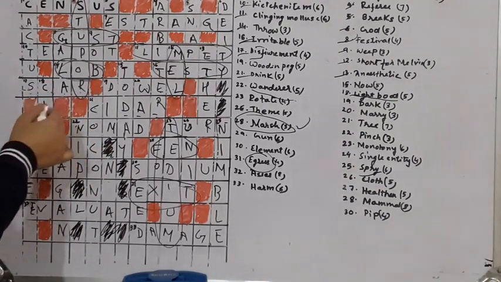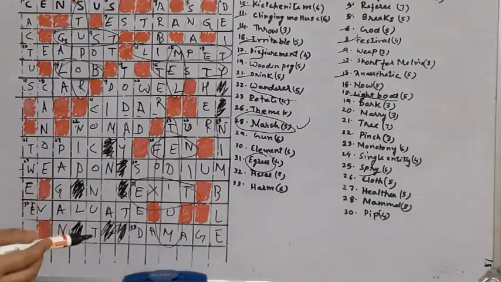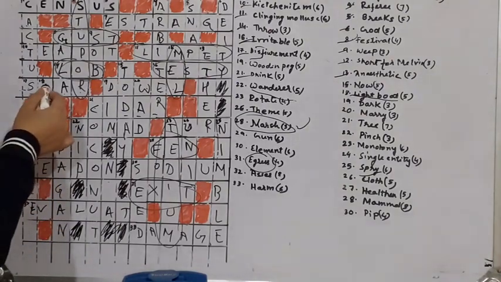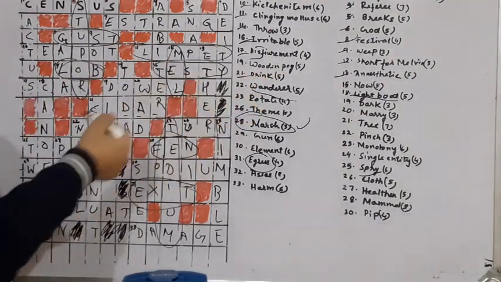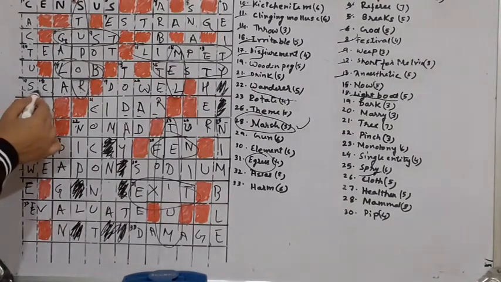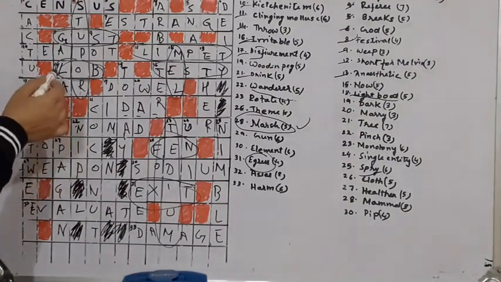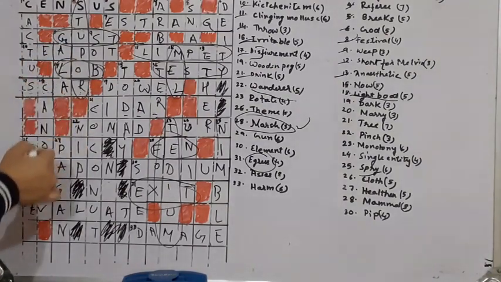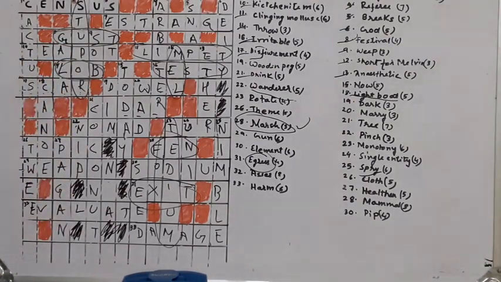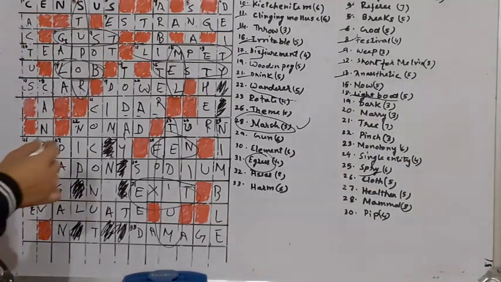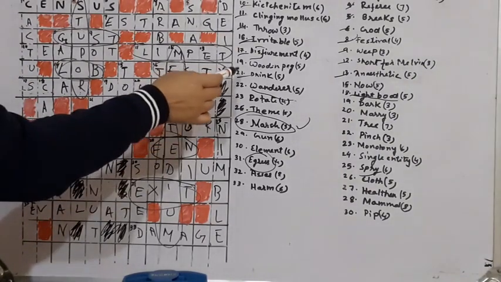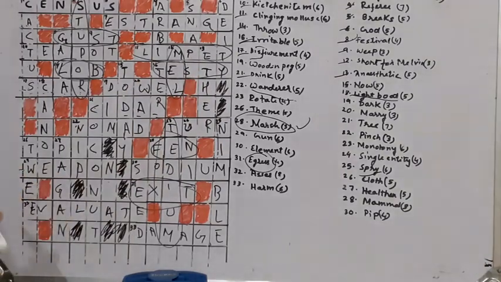You can ask me, why not mark, madam, why have you chosen this? Because see, 18 down is a light boat. If I write M-A-R-K, then it won't solve our canoe, right? So I have chosen scar, okay? Then next, disfigurement is a scar I have written.